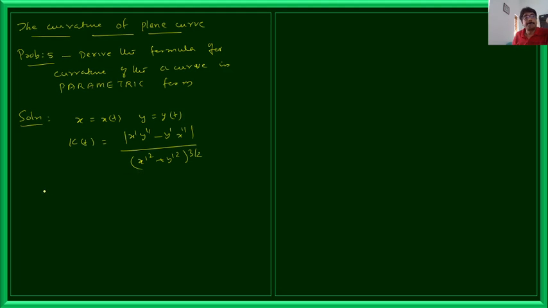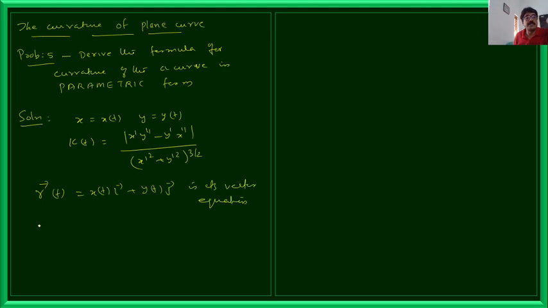Now here the curve is given in the parametric form, x is equal to x(t), y is equal to y(t). Then its vector equation is given by x(t)i plus y(t)j is its vector equation.